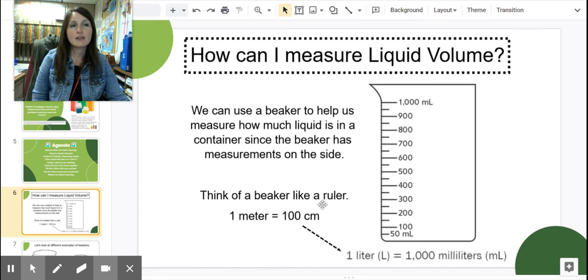Think of it like a ruler. 1 meter is 100 centimeters. That's like 1 liter being 1,000 milliliters. That is a similar way to look at this.